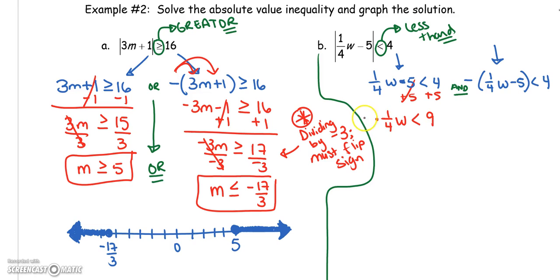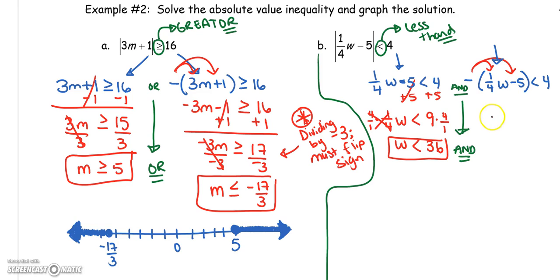I'm going to go ahead and multiply by the reciprocal 4/1 on both sides. W is less than 36. Now, I don't want to forget the and, so I'm going to go ahead and drop this and right away. If I don't do it right away, I do tend to forget it, so please, if you are forgetful like me, go ahead and do it right away. I'm going to go ahead and distribute this negative to the 1/4 w and the negative 5. So we get negative 1/4 w, positive 5 is less than 4. We're going to subtract the 5 on both sides. We get negative 1/4 w is less than negative 1.